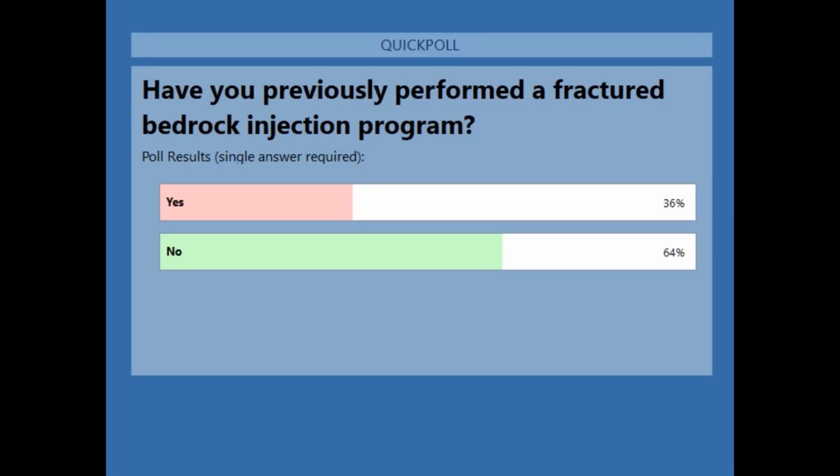So here's our poll results. A little more than a third of you have done a bedrock program before. That's great. Hopefully we showed you some interesting stuff this week and last week to help you with those processes. For those of you that haven't, again, there's a question and chat window. You can ask questions at any time during this presentation, and we'll address those at the end.